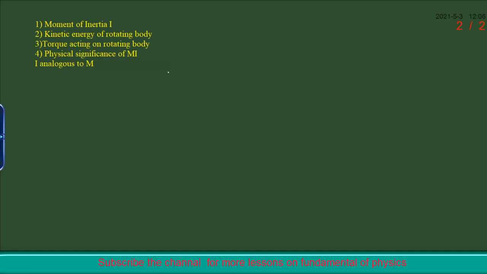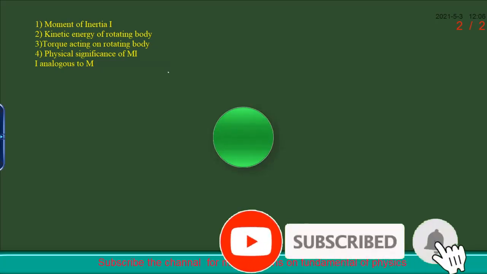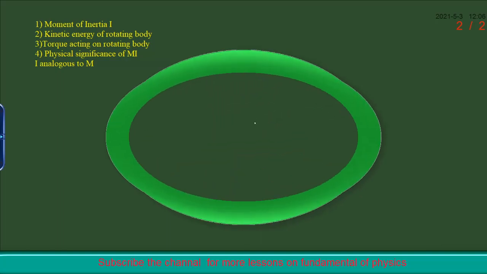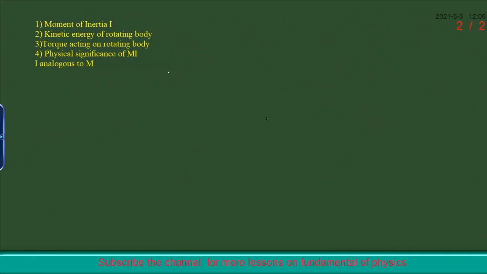The next article from the chapter Rotational Dynamics is the rotational motion of the body. Now in this article we have to discuss moment of inertia, kinetic energy of rotating body, torque acting on rotating body, and the physical significance of moment of inertia. This moment of inertia is analogous to the quantity mass. This we have to prove.